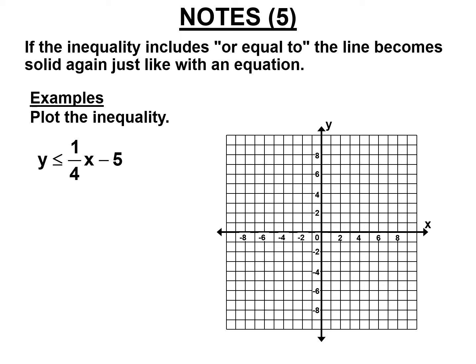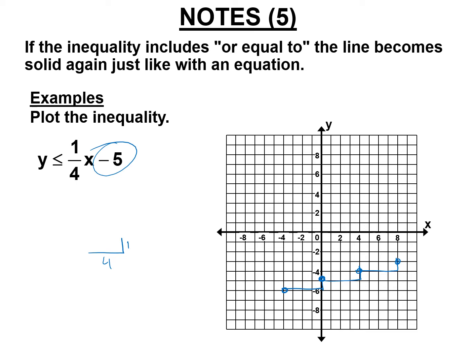Now we have or equal to, so the line now becomes solid. It's just like filling in the circle with one variable inequalities. So let's plot this. The y-intercept is 0, negative 5. The slope is 1/4, which is over 4 up 1. Over 4 up 1, over 4 up 1. We can do some backwards here. But now we're going to draw a solid line because it's or equal to.